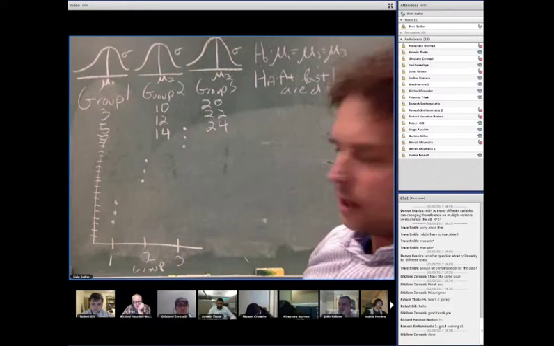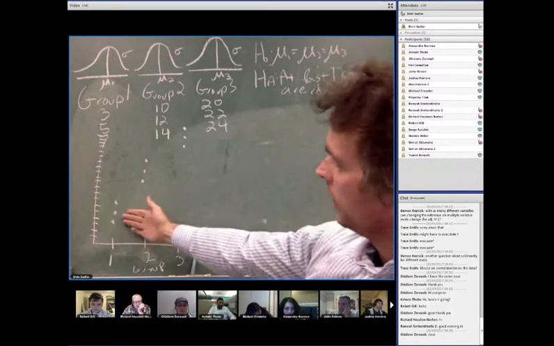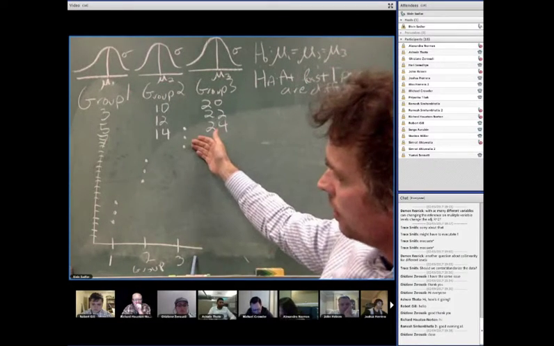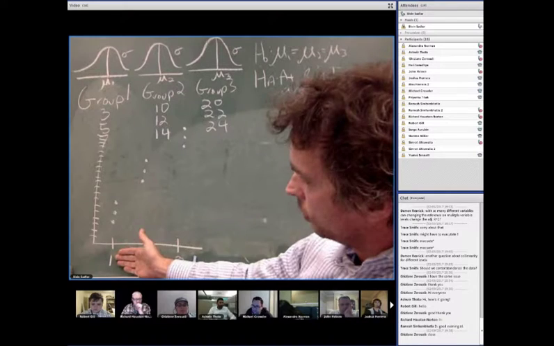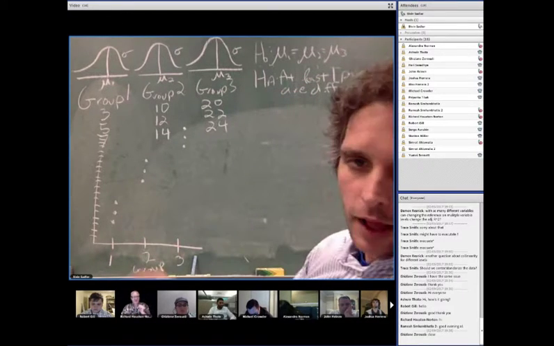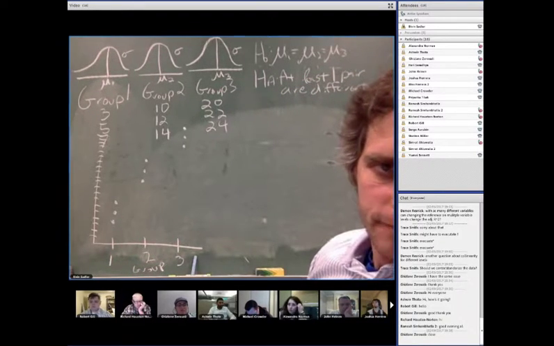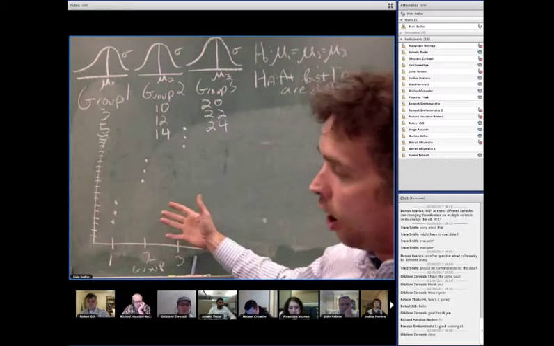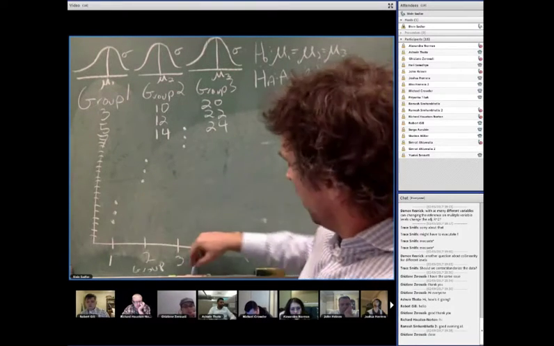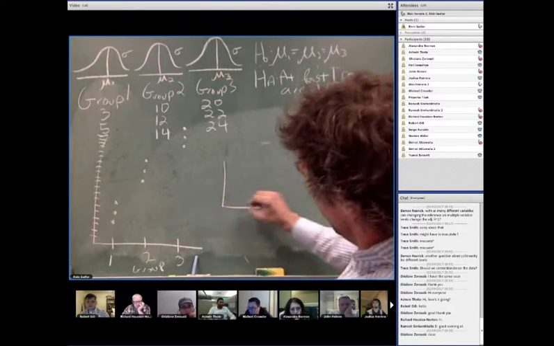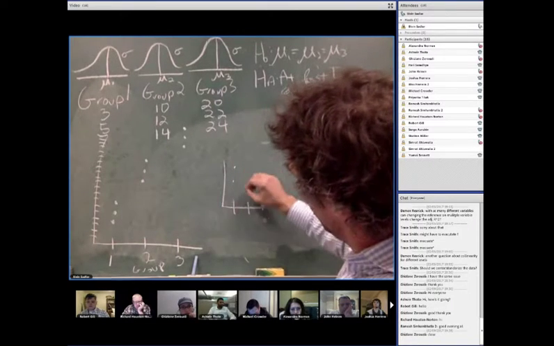Great. So those are our plots. Certainly it looks like this is evidence that group 1, group 2, and group 3 all have different means. I would say that if they all had the same mean, you would expect something like this. Group 1, 2, 3, you'd expect something like this.